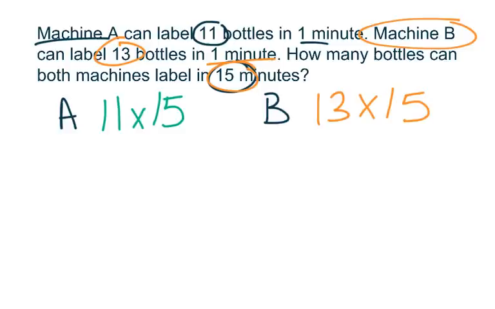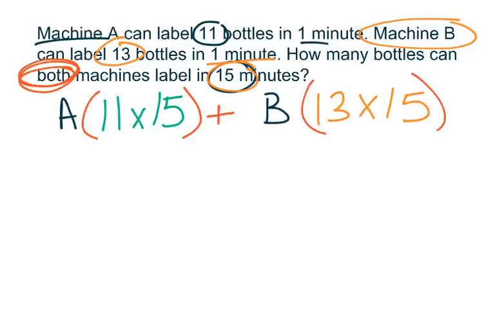Then my problem's asking me how many can both machines do, which means I'm going to end up adding these two pieces together. So there's machine A and machine B. Those are how I find out how many bottles that they can label. And then I'm going to add those two products. So first thing I need to do is multiply in order to figure out how many can machine A do in 15 and how many can machine B do in 15.